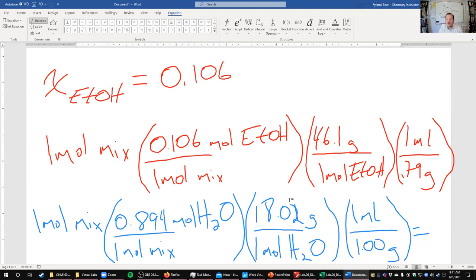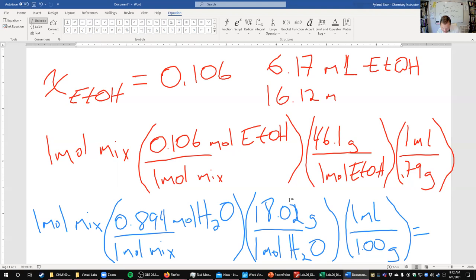So now to get alcohol by volume, you're going to take milliliters of alcohol divided by milliliters total. So when I'm looking at this, I get 0.106 times 46.01 over 0.79. I get 6.17 milliliters of ethanol, and milliliters of water.